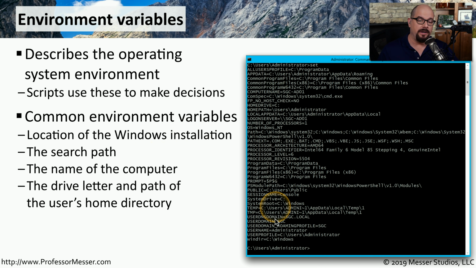On this list of environment variables that I got by going to the command line and typing set, you can see at the very bottom is the windir equals C:\Windows. That is the Windows directory that contains the Windows operating system files. Other environment variables might be the name of the computer or the user's home directory or many, many other details that you can then use within your script.